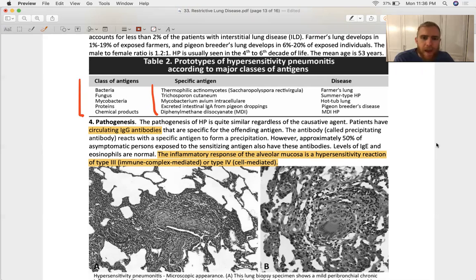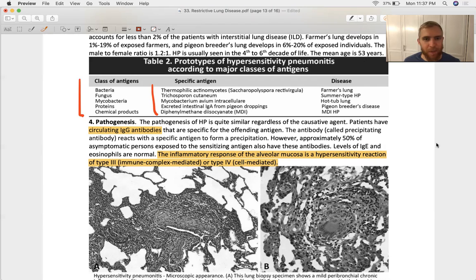So Mycobacterium avium-intracellulare, hot tub lung, MAI, typically affects the immunocompromised. So it's going to be old people, the immunosuppressed, lots of long-term therapies for different conditions involve immunosuppression. It can be transplant patients, and it can also be HIV/AIDS patients. Specifically AIDS. I think that's an AIDS-defining illness, actually, because it only really pops up when CD4 is less than 50. Then there's IgA from pigeon droppings, and that's pigeon breeder's disease, and I will say no more about that.